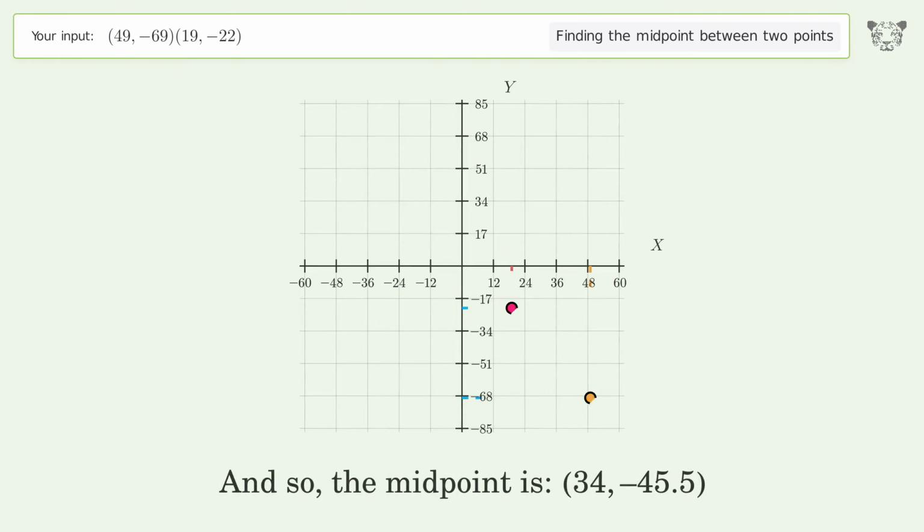And so, the midpoint is 34, negative 45.5.